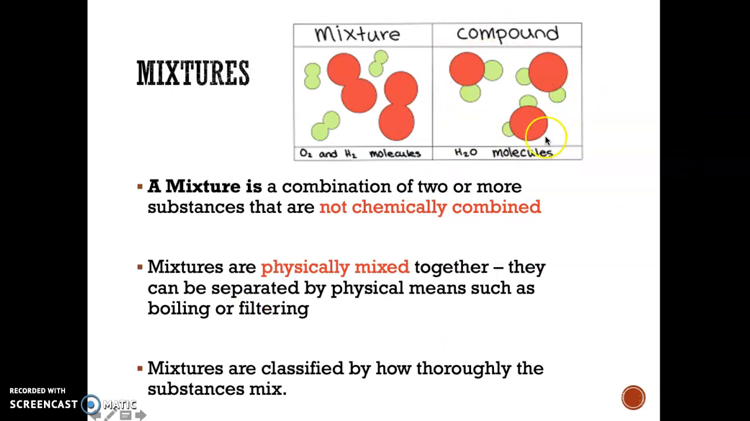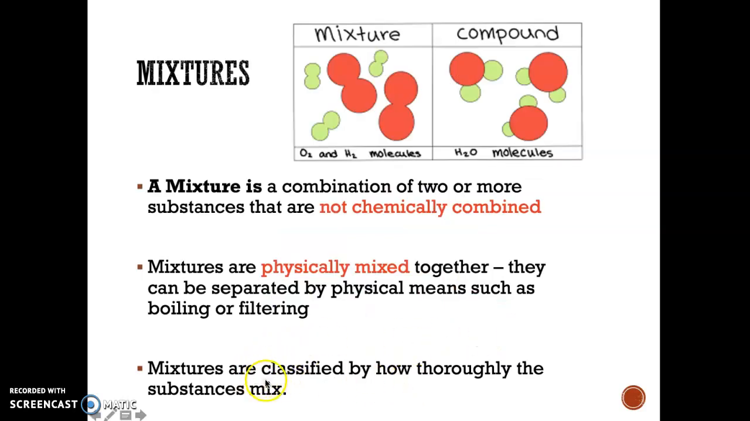So if I look up here, a compound, I have water, H2O, all bonded together. Everyone is the same. 2 H's, 1 O, 2 H's, 1 O. And over here, I have some H's and some O's that are separate. They're not bonded together. That means that they are a mixture. And those things are what we call physically mixed. Here we have chemical bonds. Here we have a physical mixture. And those physical mixtures mean I can separate them without changing the properties of those substances.